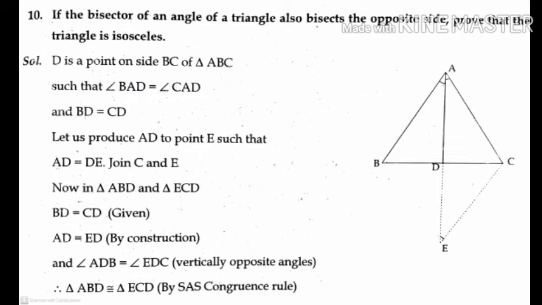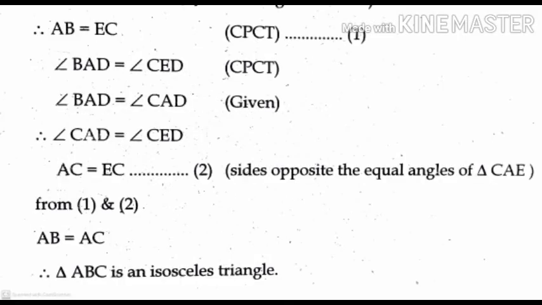Now, in triangle ABD and triangle ECD, BD is equal to CD, that is given in the problem. AD is equal to ED by construction, and angle ADB is equal to angle EDC since they are vertically opposite angles. Therefore, triangle ABD is congruent to triangle ECD by the SAS congruency rule. SAS means side, angle, side. Therefore, AB is equal to CE according to CPCT. It is equation 1.